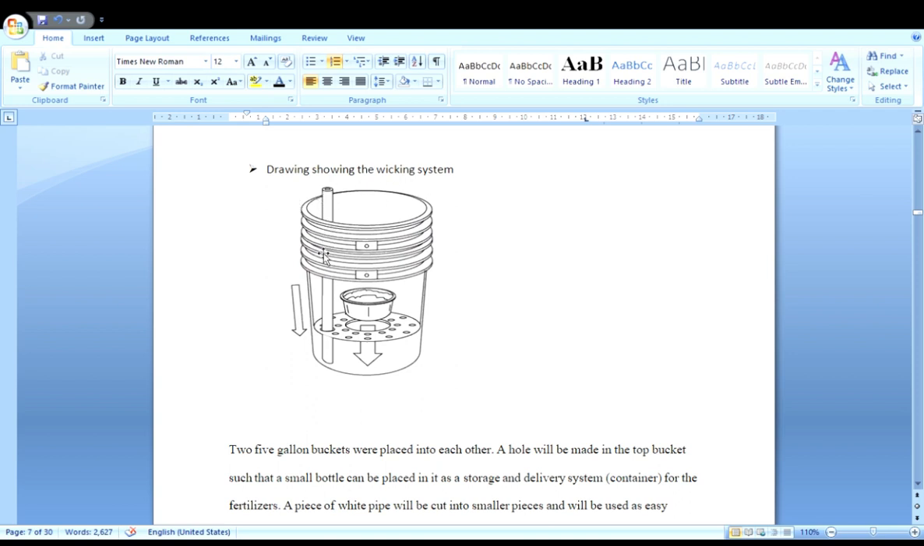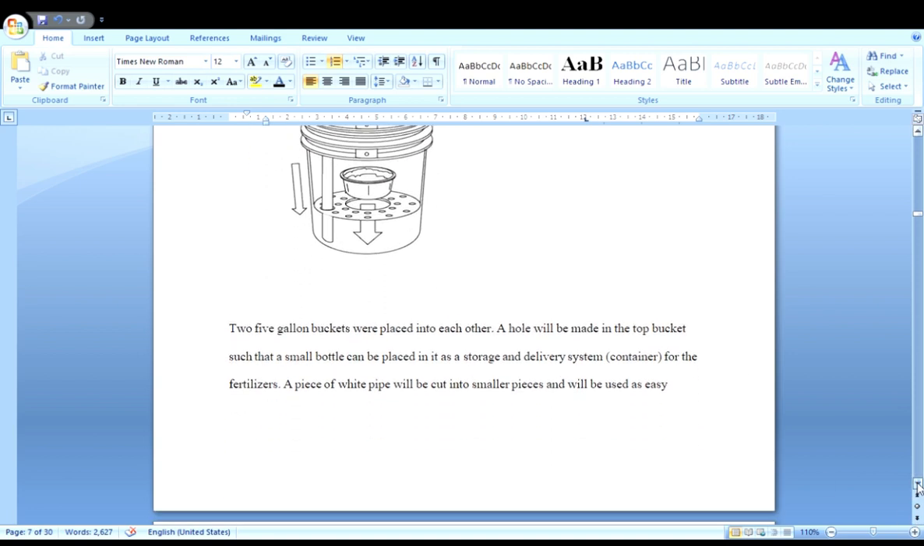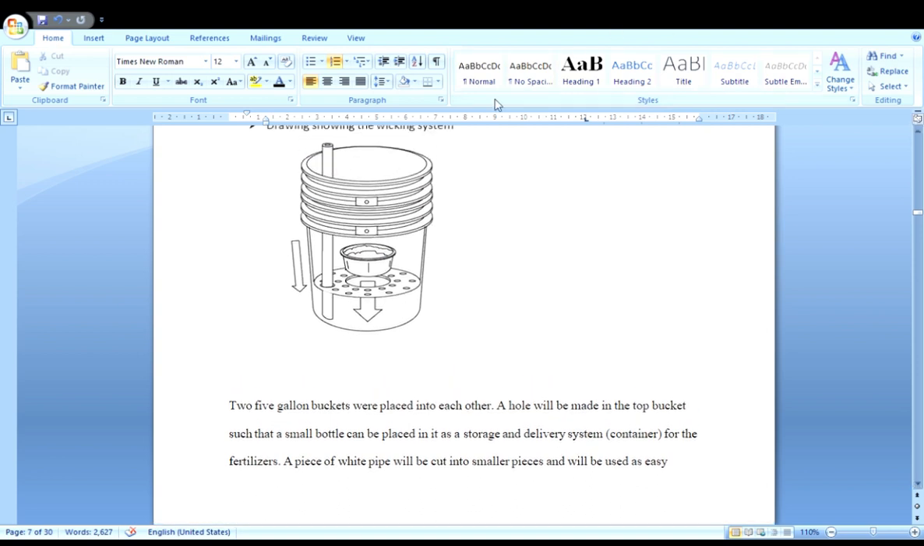So this is the hydroponic system, which is called the wicking system. So 2 buckets are placed in each other here, and the water will be collected down here. The plants will be up here, and for each bucket you will put 1 plant in each bucket. So of course, when you make your design, you should also give a description of your design. You're going to explain what it is.